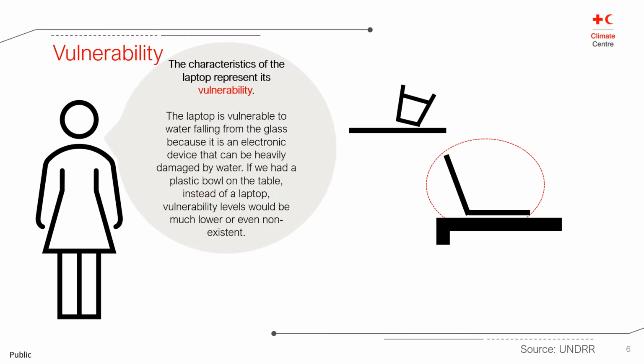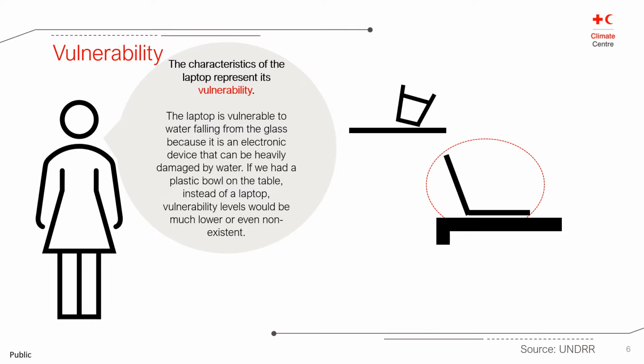Now, vulnerability. The characteristics of the laptop in this case represent its vulnerability. The laptop is vulnerable to water falling from the glass because it's an electronic device that can be heavily damaged by water. If we had a plastic ball, for example, on the table instead of a laptop, vulnerability levels would be much lower or even non-existent.